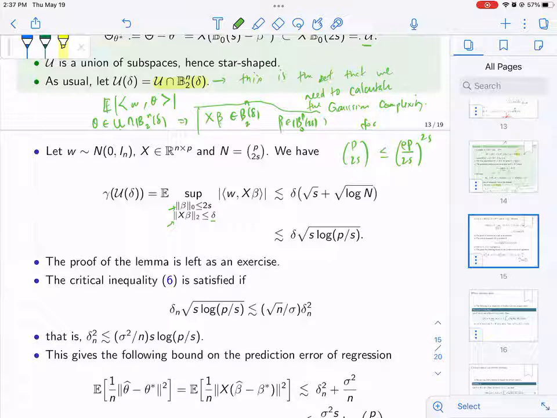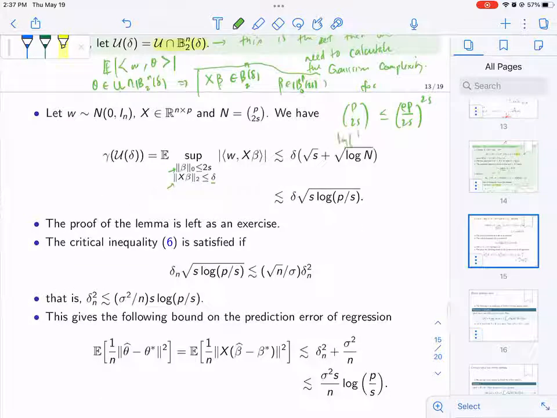2, I'm going to also ignore. So if you take the log, this is saying the log of p choose 2s, up to constants, is s log p over s. That's what you get here. So this is going to be root s log p over s, and this is bigger than root s. So I can absorb the first term into the second. So this is dominant, so I get root s log p over s. So you can see the Gaussian complexity of this, although it's in a p-dimensional space, is governed by root s and logarithmically by p.